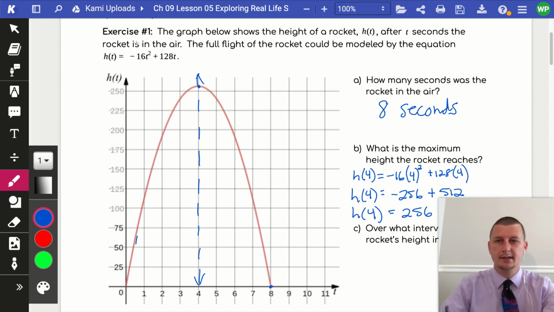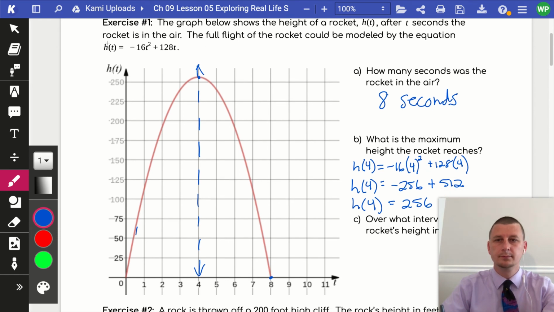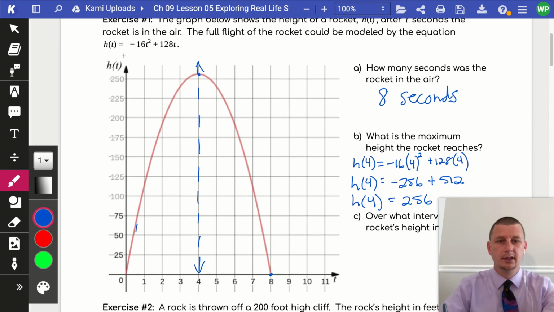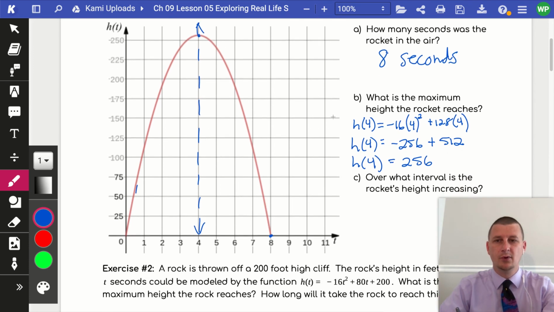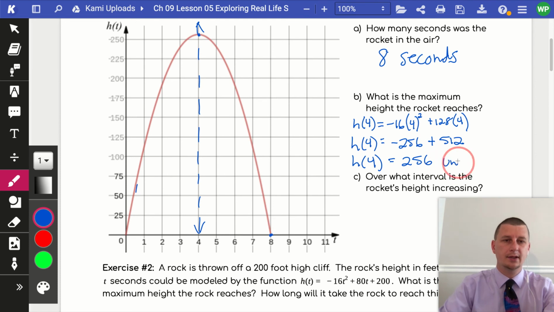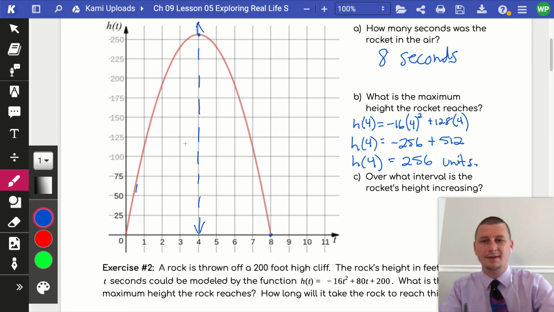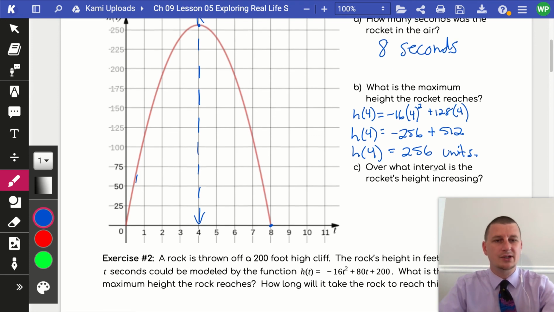And it says, does it give us units? The graph shows h of t. It does not give us units for the height, so we're going to say units because we're not sure if it's feet or meters or yards. We're going to say 256 units.